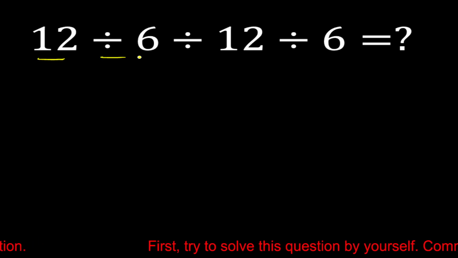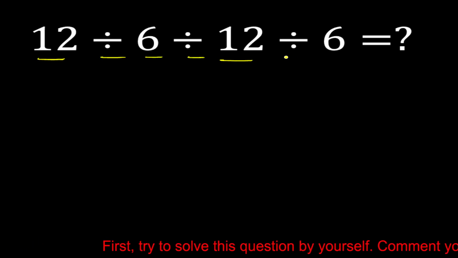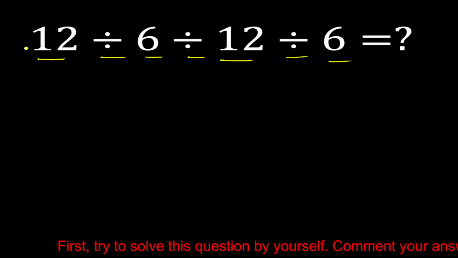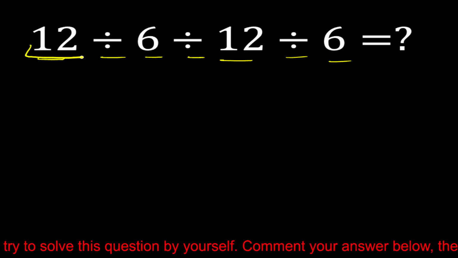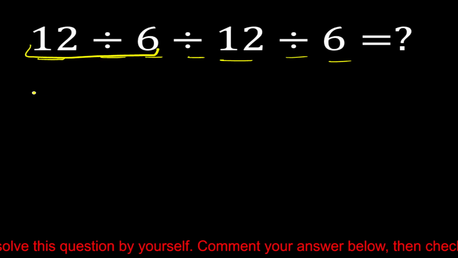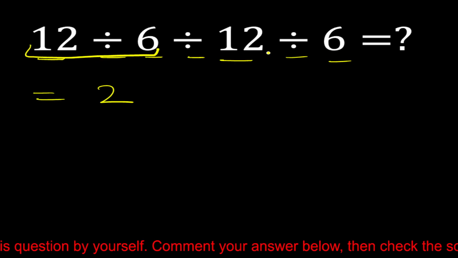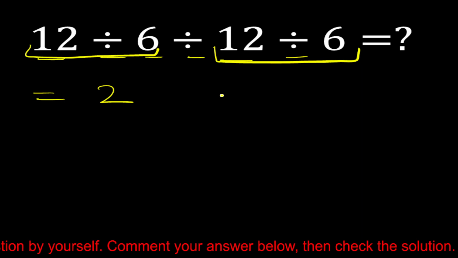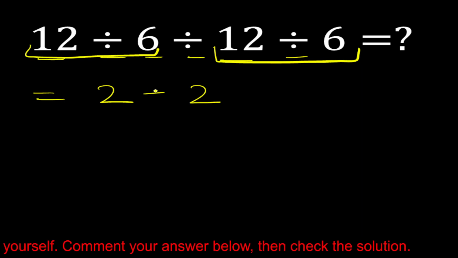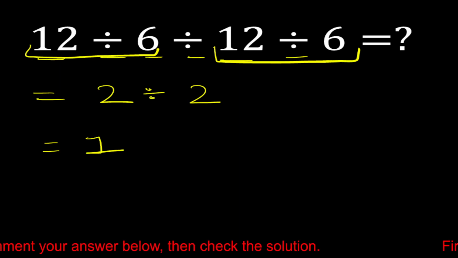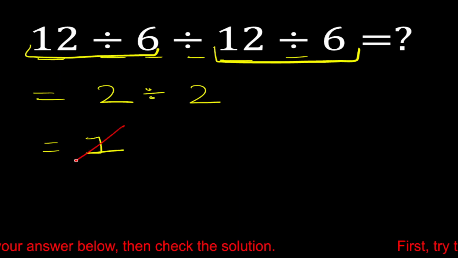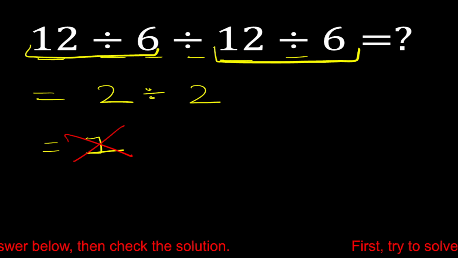12 divide 6, then divide 12, then divide 6. Okay, so most people see this question and solve it quickly: 12 divided by 6 is equal to 2. Then again 12 divided by 6 is also 2. Now 2 divided by 2 is equal to 1. But this answer is not correct. This answer is completely wrong.